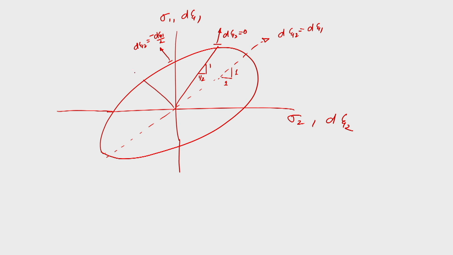So, if I just draw like this, sorry, this is the condition when d epsilon 2 is equal to minus d epsilon 1, and here it is minus 1 and 1. So, these are the conditions which we are getting. It will look like this.